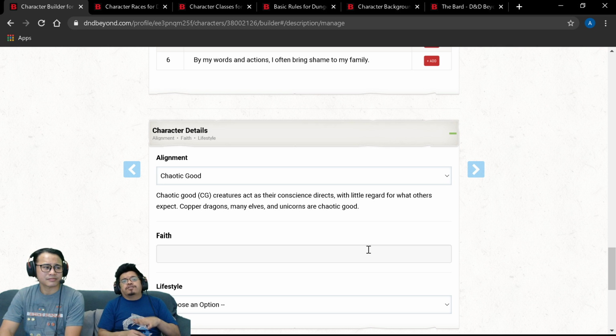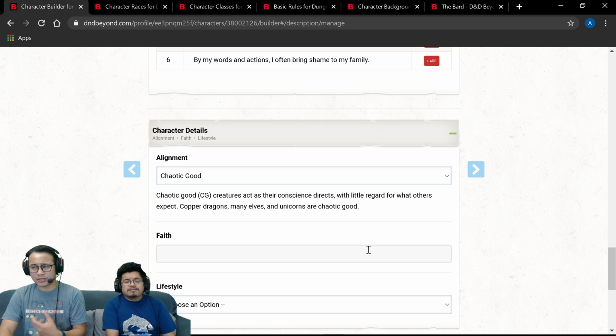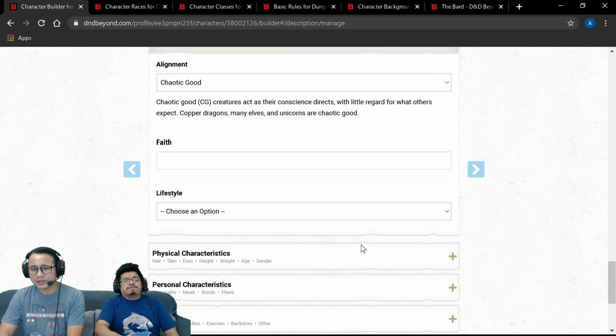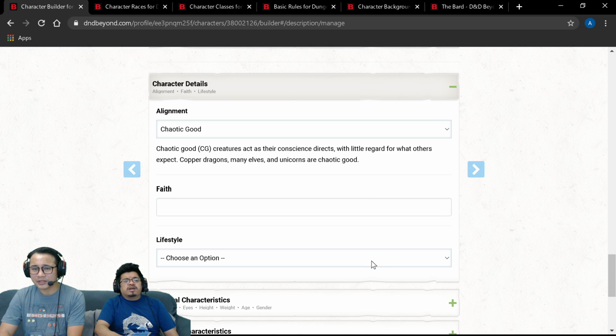Faith, for a first-time character, I think, doesn't matter, for a bard. For a cleric whose power is derived from some sort of deity, this is probably more important. But if you're uncomfortable with faith or choosing a faith in Dungeons and Dragons, talk to your DM, and I'm pretty sure they'll let you slide. You don't have to put anything inside faith. It's totally cool.